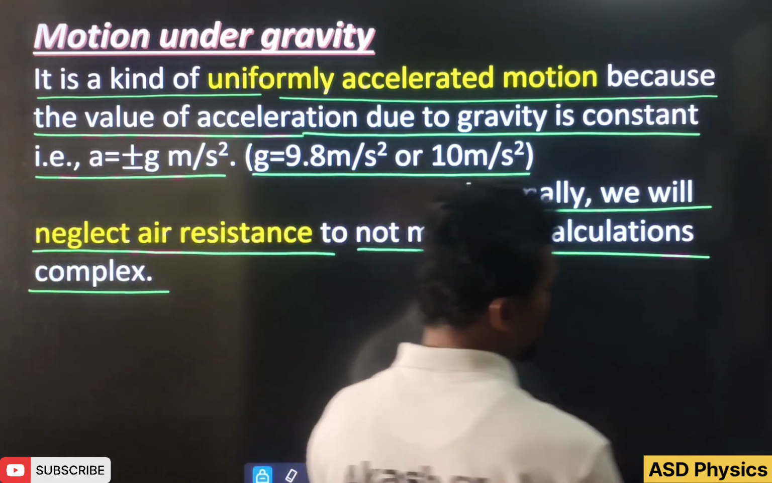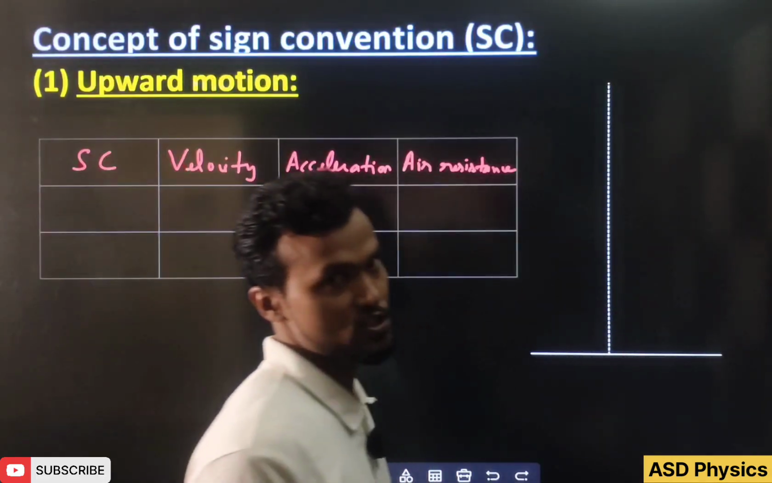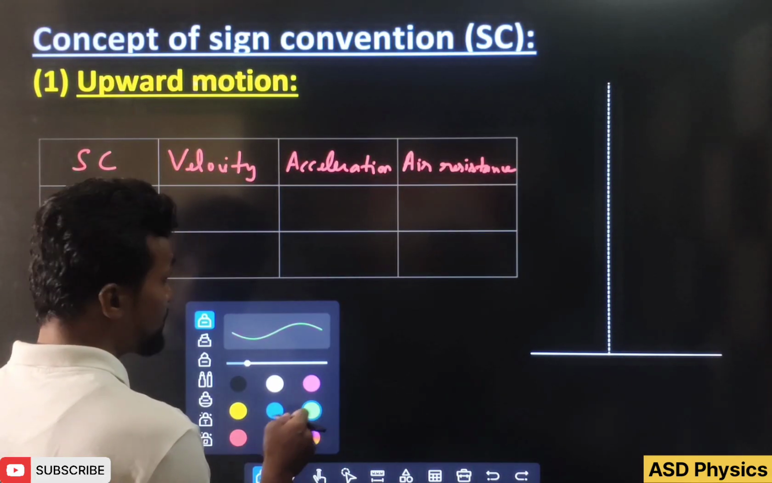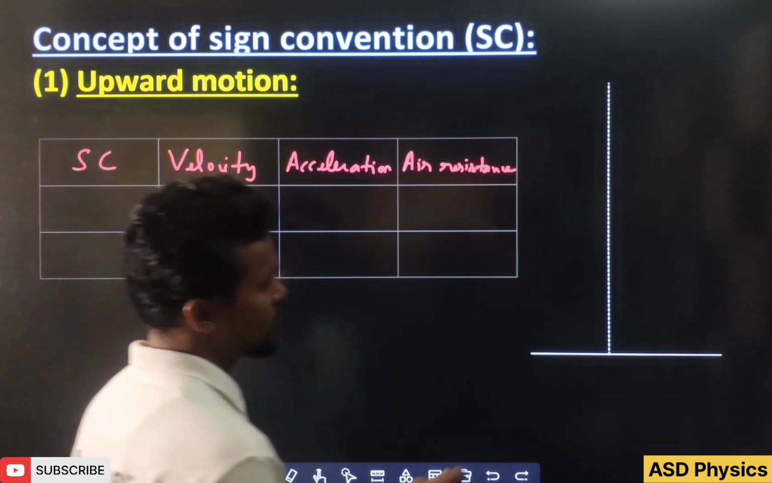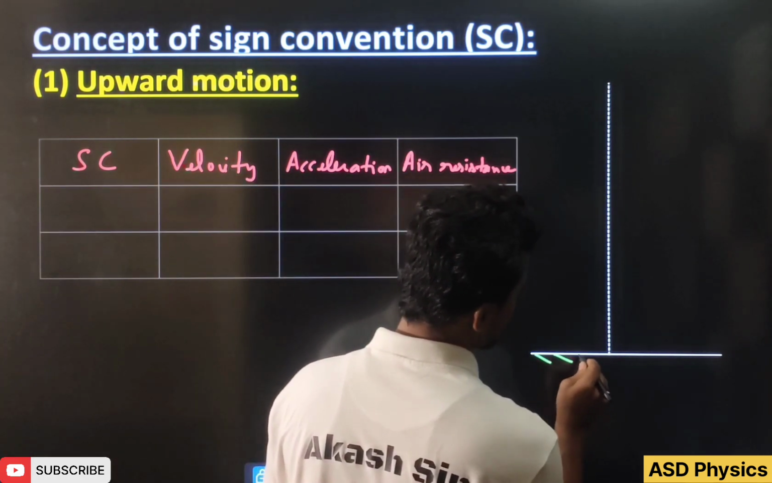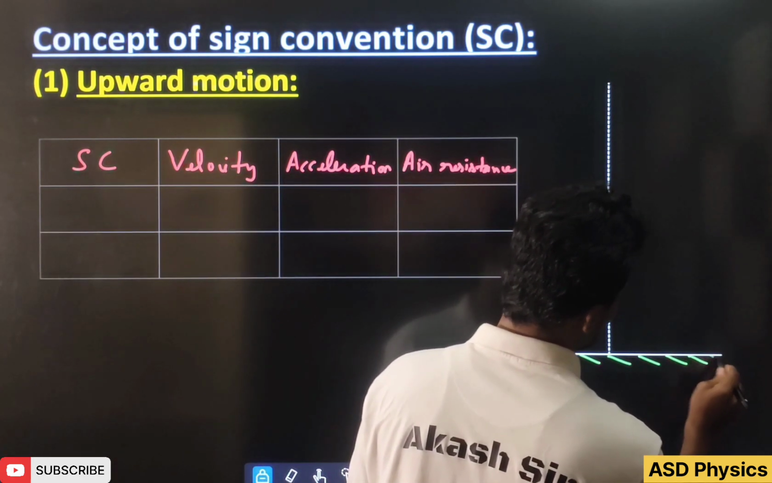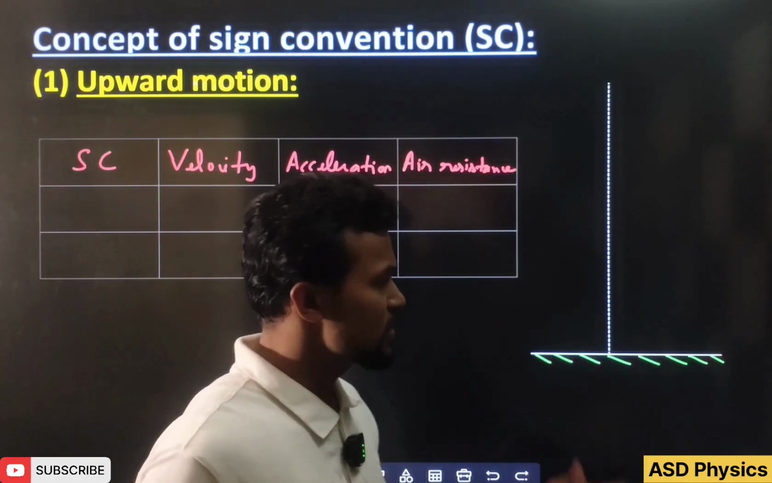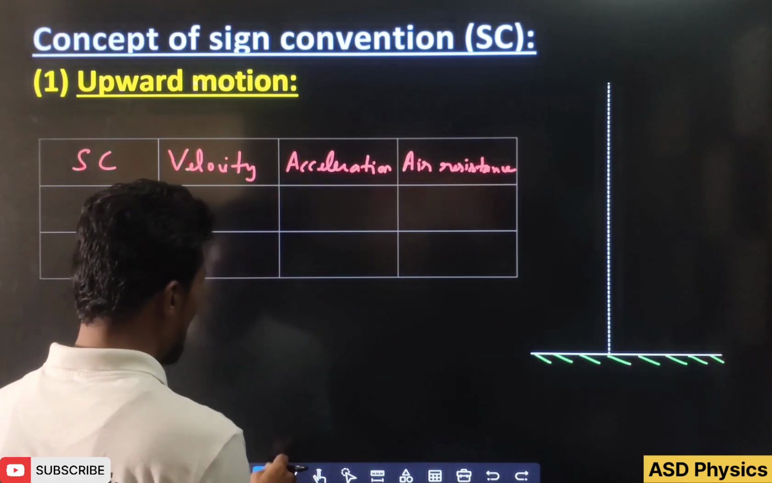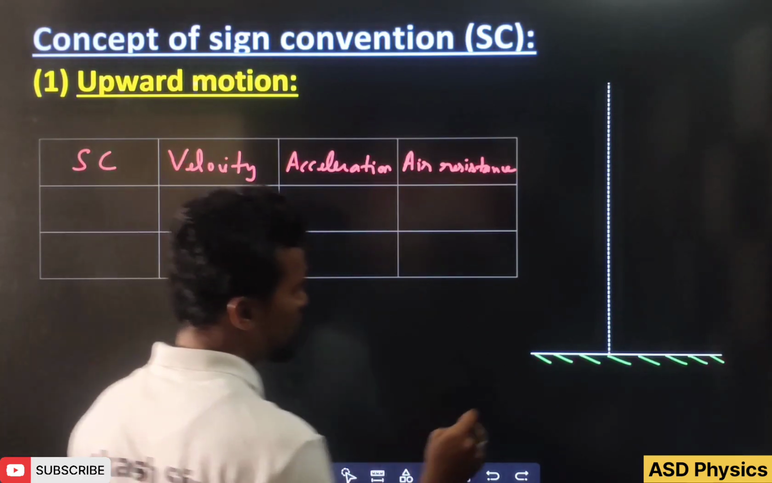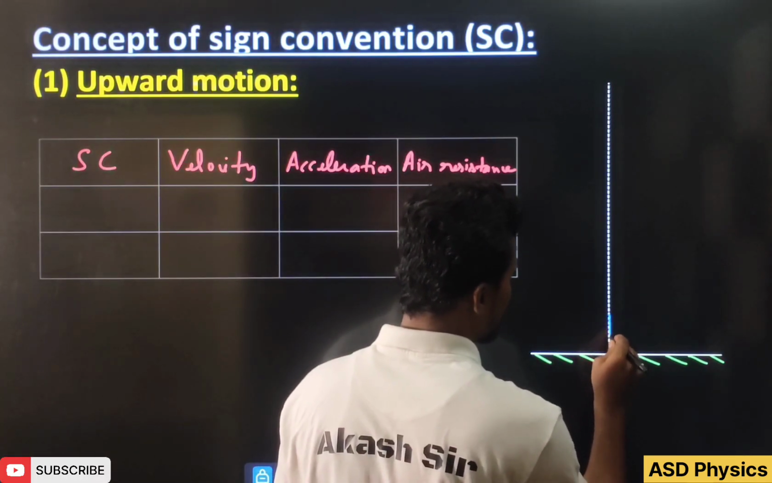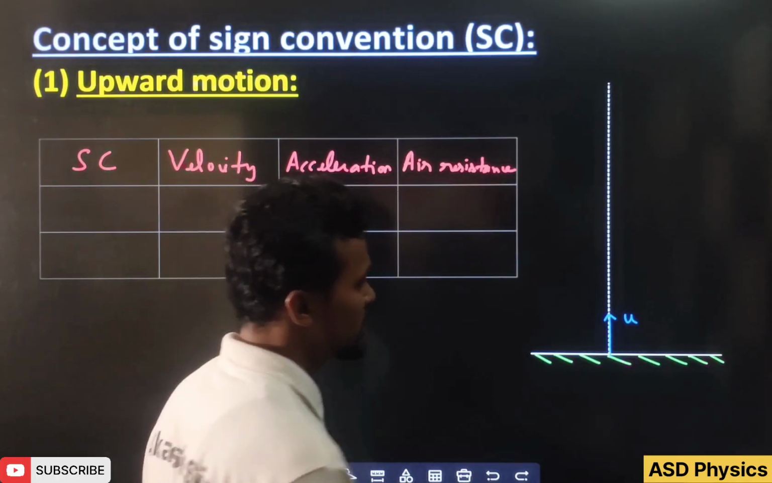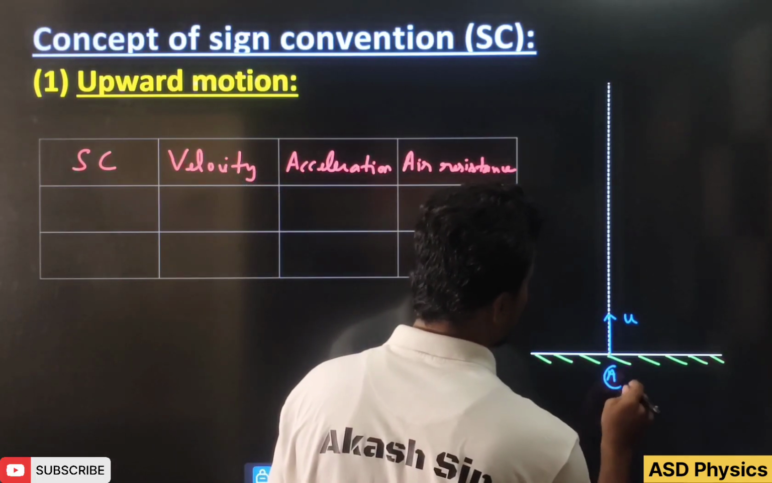Now after that we are going to learn the sign convention, because a sign convention is very important. So see here, I have taken this is the ground. Whenever we are drawing this kind of crossed lines, this represents the ground. Now what is happening here is that from the ground I am throwing one object with velocity u from point A.